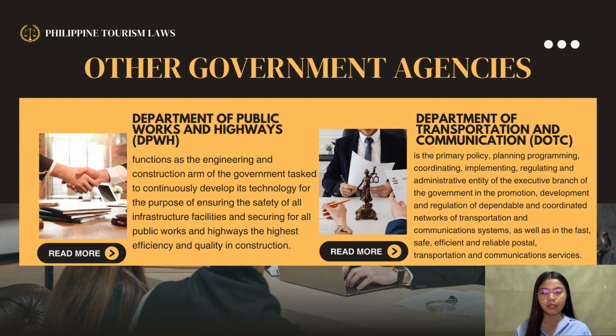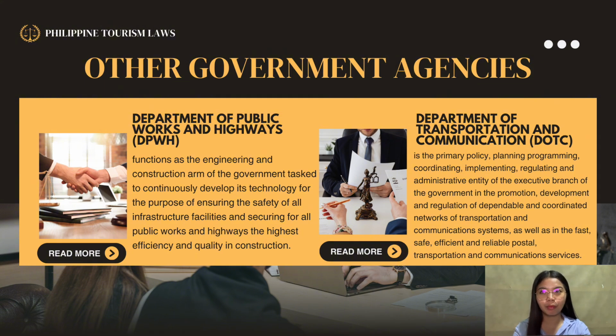For the next department, we have the Department of Public Works and Highways, known as DPWH. It functions as the engineering and construction arm of the government, tasked to continuously develop its technology for the purpose of ensuring the safety of all infrastructure facilities and securing for all public works and highways the highest efficiency and quality in construction. The DPWH is currently responsible for the planning, design, construction, and maintenance of infrastructure, especially national highways, flood control and water resources development systems, and other public works in accordance with national development objectives. The work of DPWH is very important, especially in providing land access to tourist destinations, sites, and service facilities.